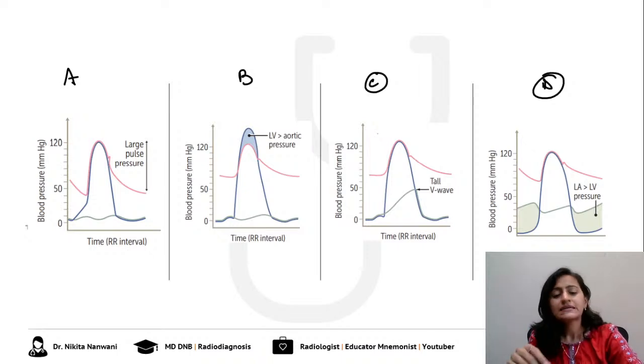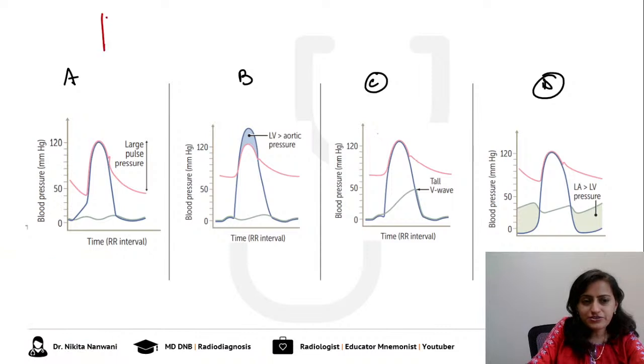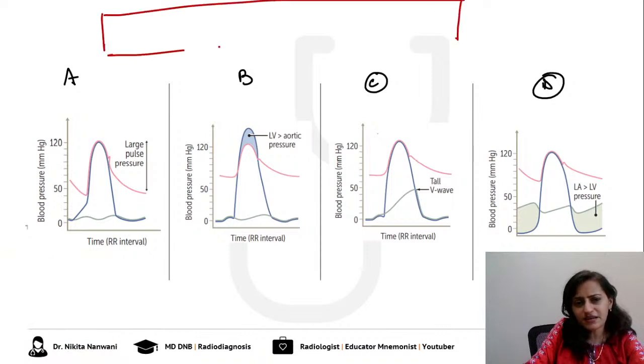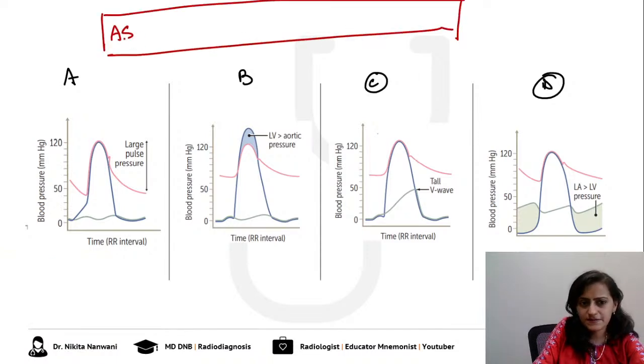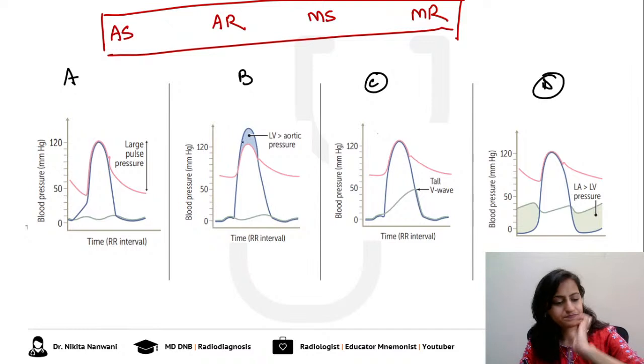Okay, not hiding. Now tell me which of these graphs represents aortic stenosis? Which of these graphs represents aortic stenosis? Aortic stenosis, aortic regurgitation, mitral stenosis, mitral regurgitation. So aortic stenosis is represented by which of the following graphs?